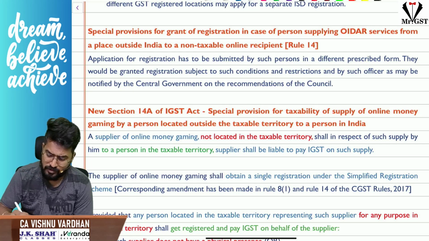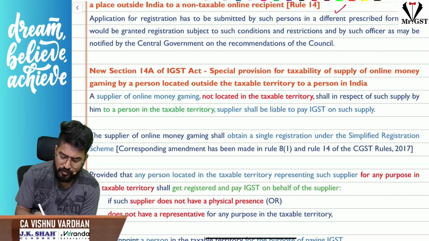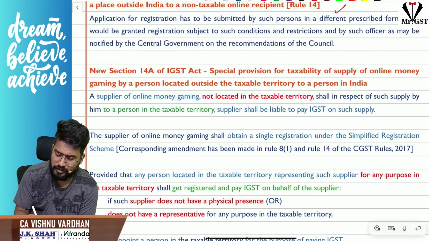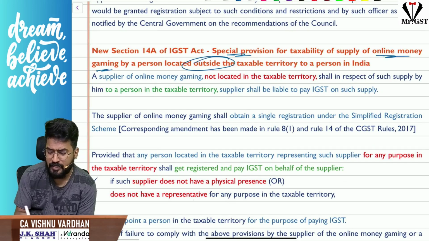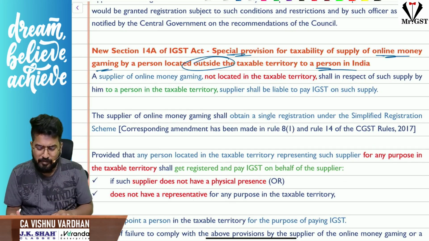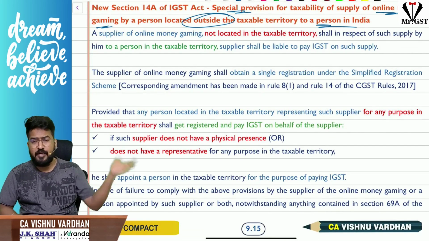Next, you can just go with this Rule 14. The next one is regarding the registration procedure, special provision for people who are supplying online money gaming from outside India to a person in India. So for this person who is providing supply of online money gaming services from a place outside India to people of India.